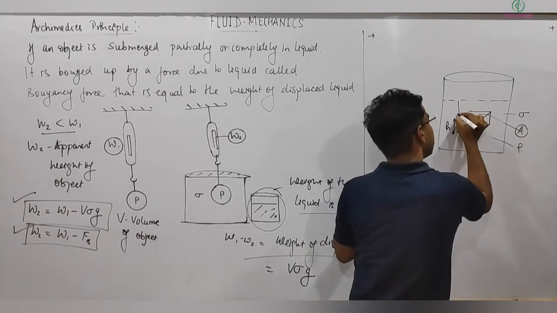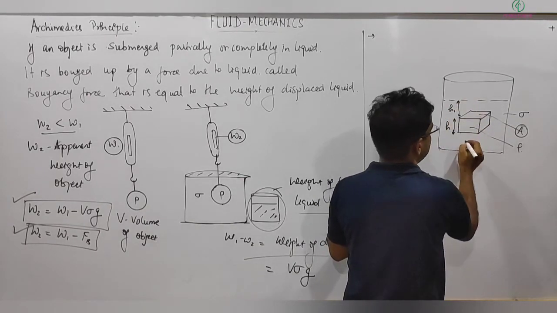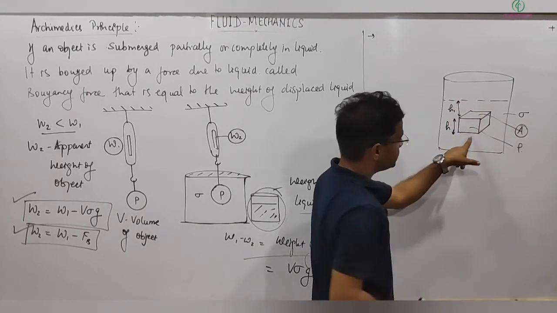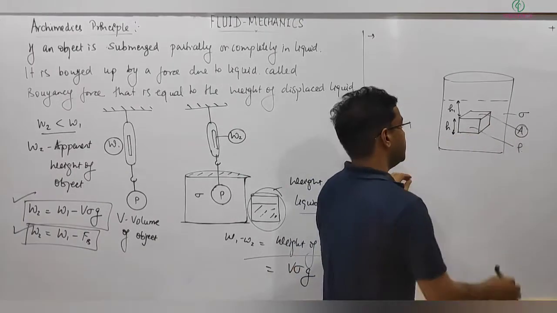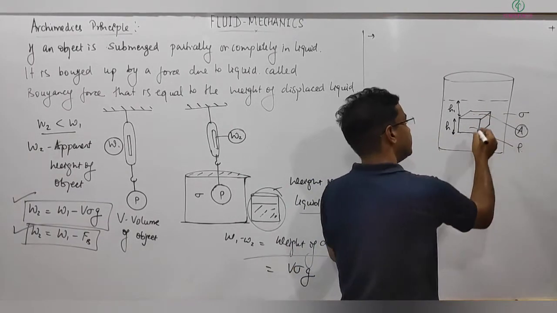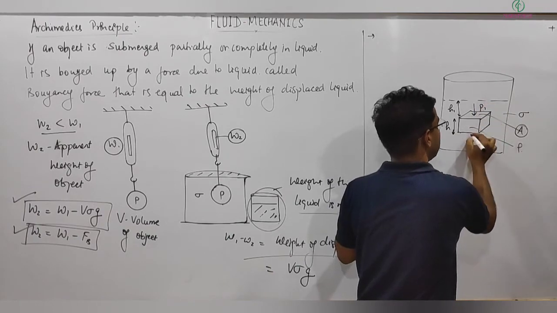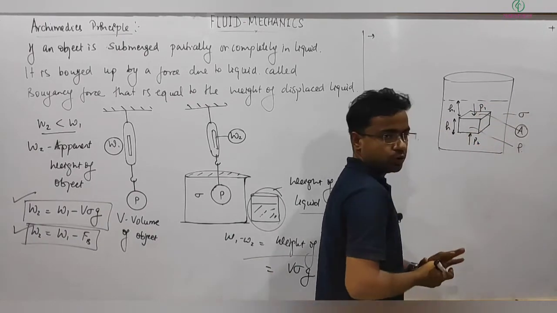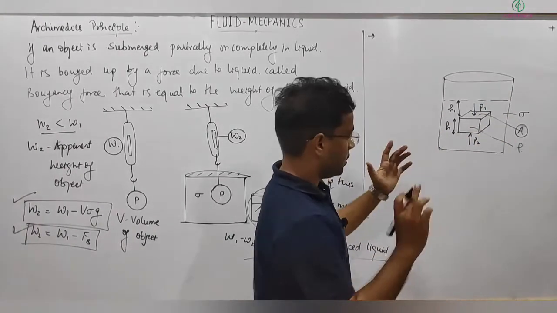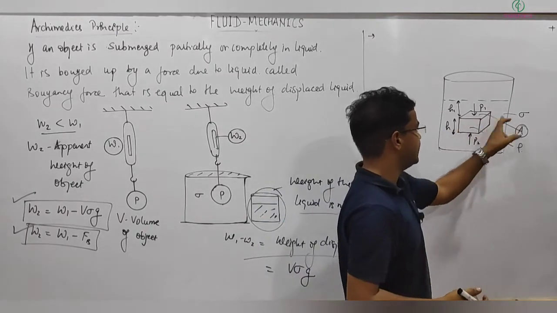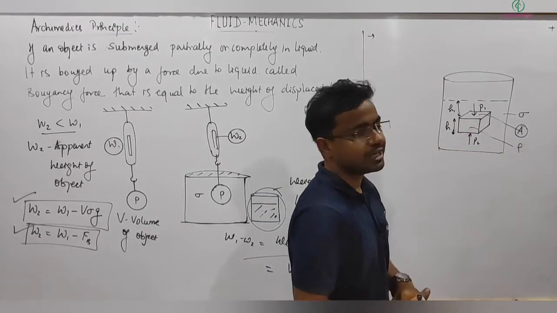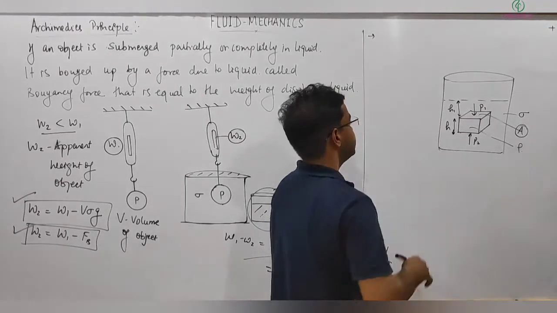So let's say this height, let me write it h1, and this will be H plus h1. Pressure at this point will be, let's say, P1, and here it will be P2. So the forces on this side will cancel out. So let me calculate the net force acting on this body.